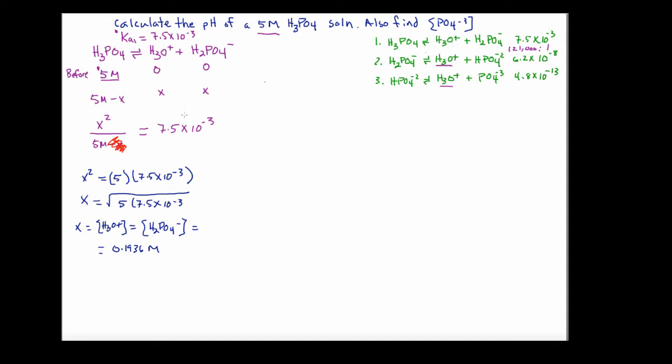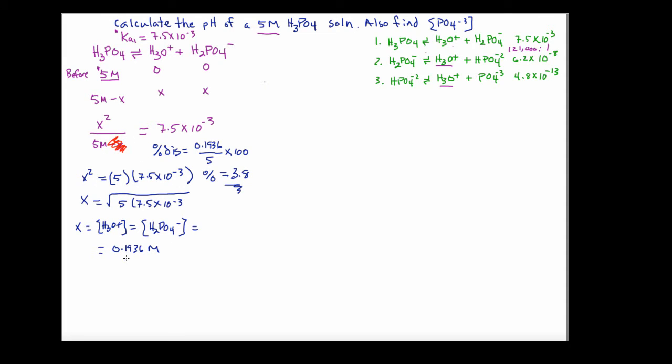Now, I want to very quickly find my percent dissociation, because that's the same calculation as the 5% rule. So it's going to be 0.1936 divided by 5 times 100. And what I get for my percent is about 3.8, which puts us well within the 5% rule, which makes it okay to have neglected my x.